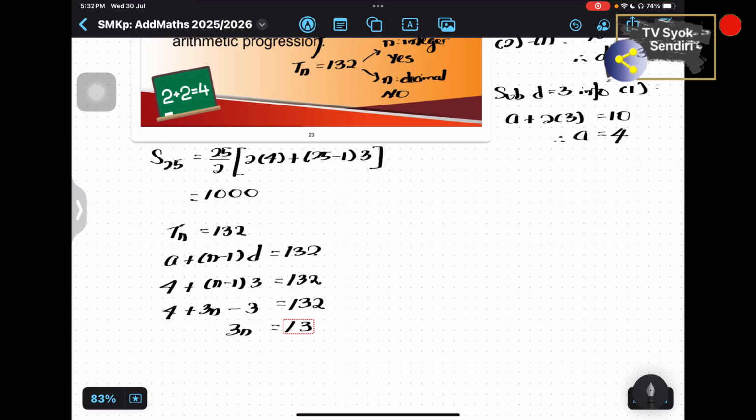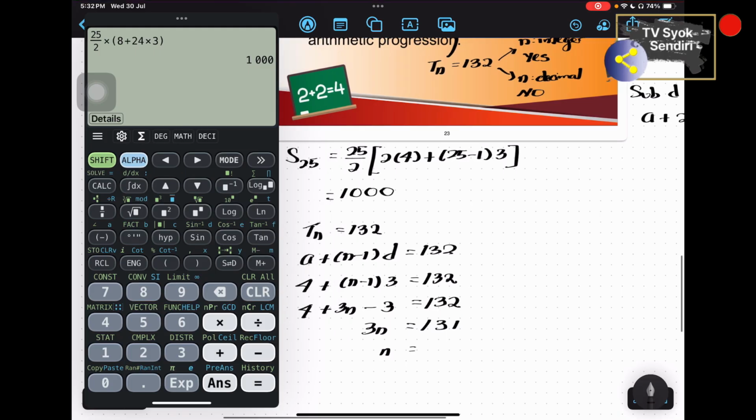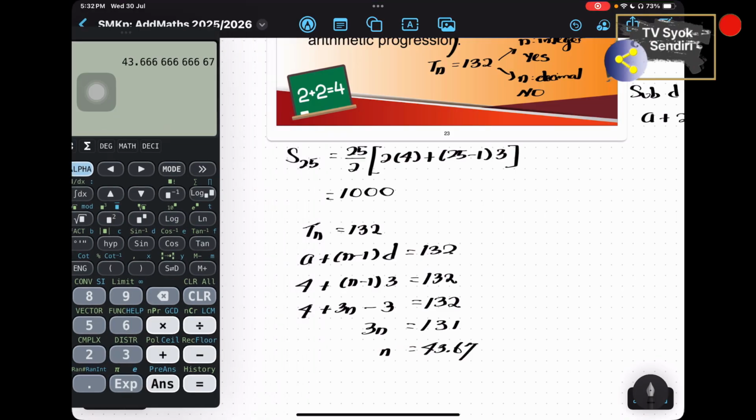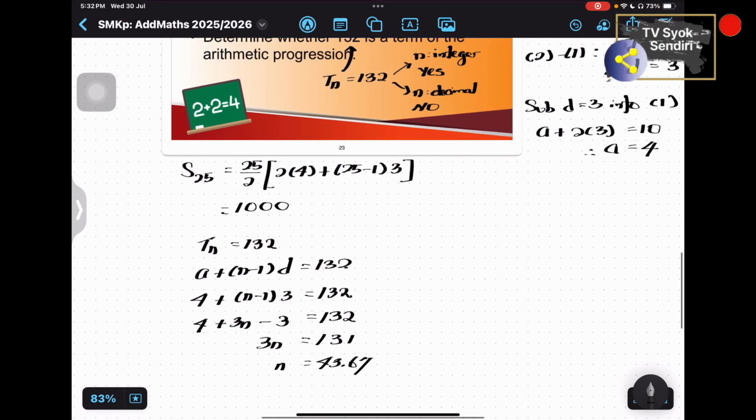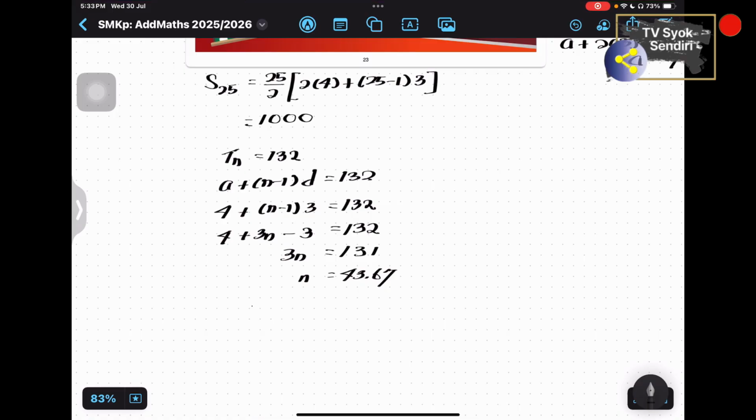Remember, 4 minus 3 is actually 1, right? You bring it over, it now becomes 131. So when you divide, I think you can guess the answer already, right? So I have 3n equal to 131, so n is 131 divided by 3. Obviously, I'm going to get a decimal, 43.67. Like what I just told you, if you get a decimal, the answer is no. So no, 132 is not a term of the arithmetic progression.